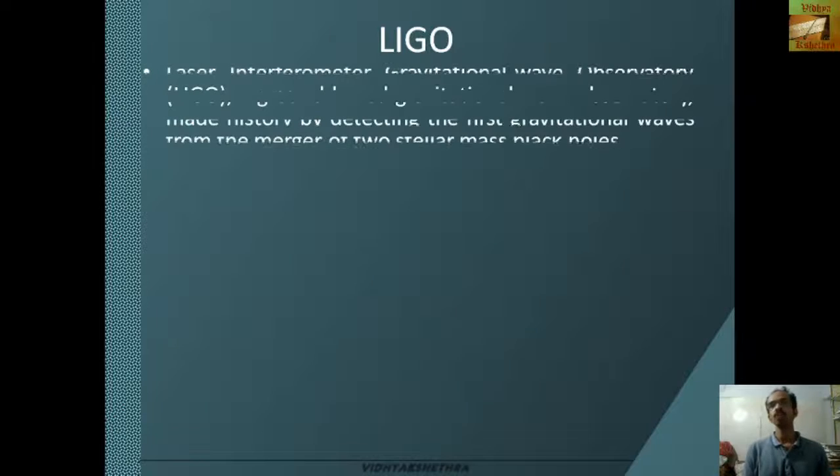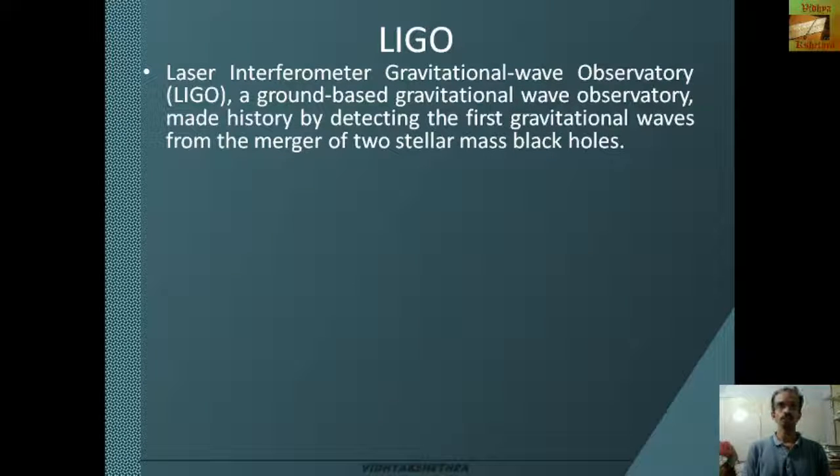What do you mean by LIGO? LIGO stands for Laser Interferometer Gravitational Wave Observatory. This is a ground-based gravitational wave observatory, and it made history by detecting the first gravitational waves from the merger of two stellar mass black holes.